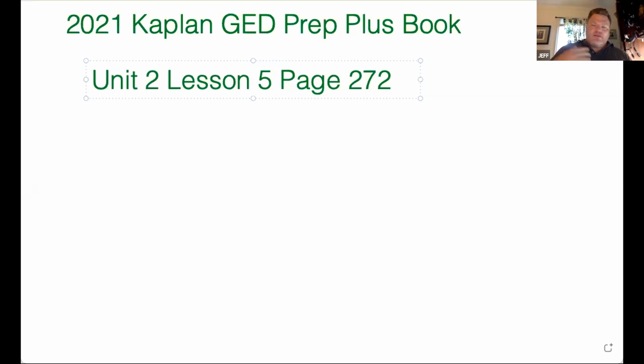So again, this is meant to be just a side companion piece to the Kaplan book. And the area we're talking about is Unit 2, Lesson 5, under the Math Reasoning section. Page 272, they do a great job of teaching simple interest for the kind of questions that are going to show up. So that's the location. If you have the book, that's the page we're at.